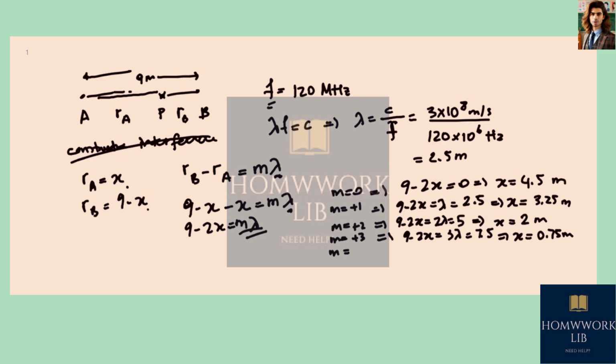And if we have negative 1 for m, then doing the same, I'm not going to rewrite it again, we're going to find x to be 5.75 meters. And for negative 2, it's going to be equal to 7 meters. And if you solve it for negative 3, then x is going to be 8.25 meters.